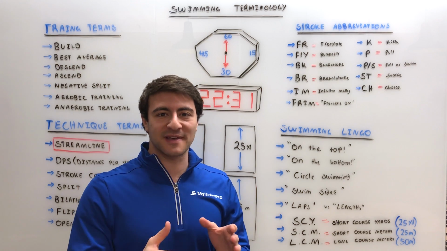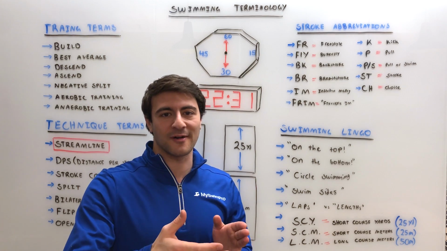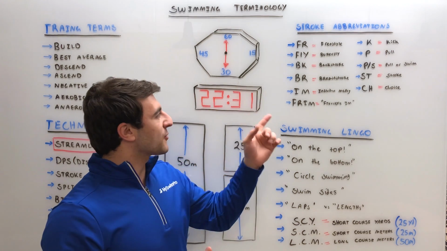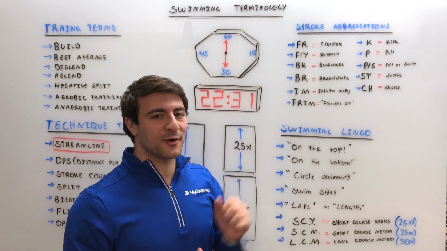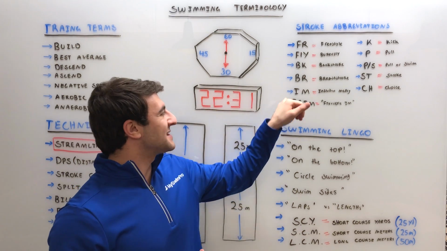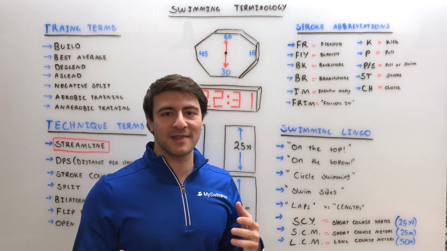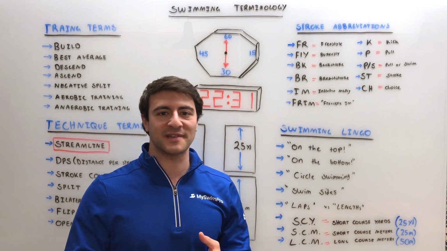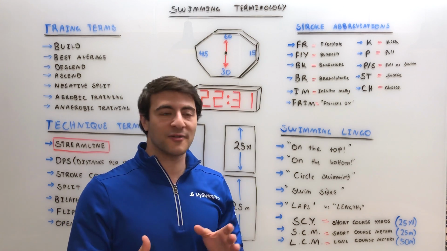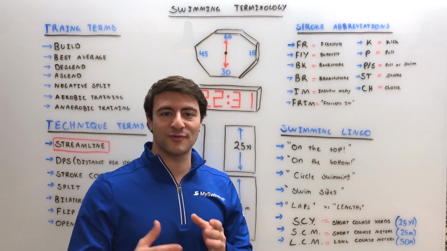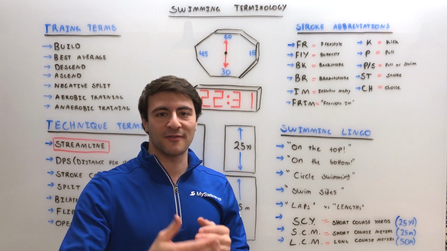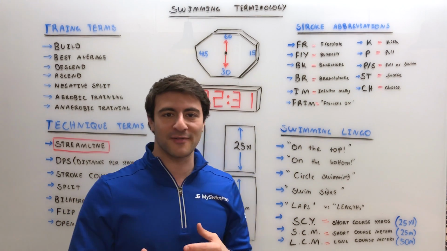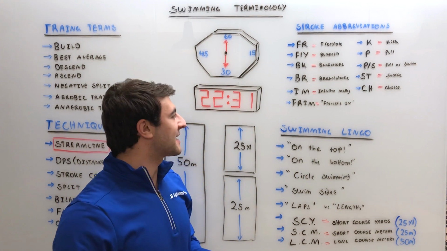You might see freestyle defined as FR or butterfly as FLY. Each stroke corresponds to a different stroke abbreviation. As you can see, IM is short for individual medley. This is where you do a butterfly, backstroke, breaststroke, freestyle repetition. If you're doing 100 IM, it means you do 25 yards or meters of each of the different strokes in the individual medley order: butterfly, backstroke, breaststroke, and freestyle.